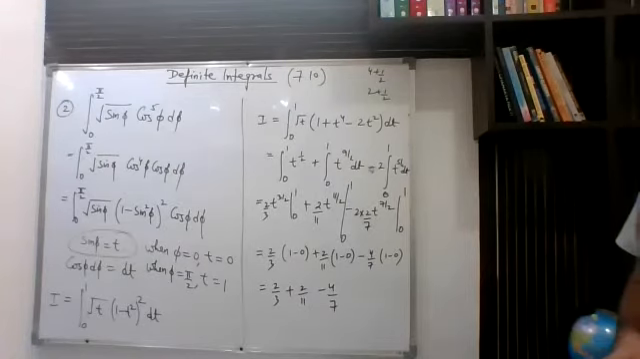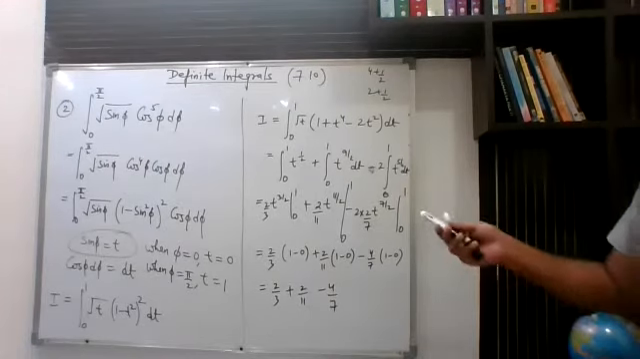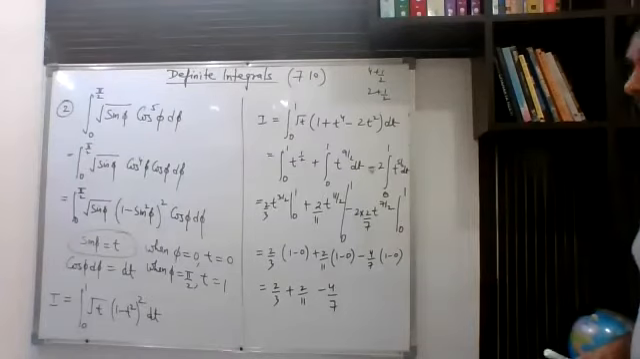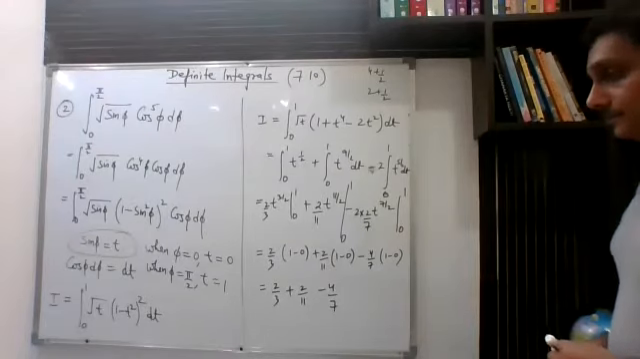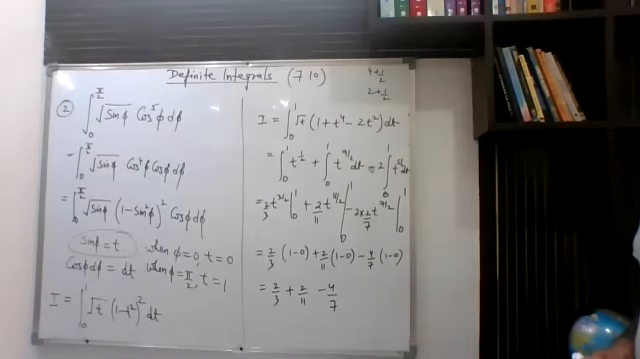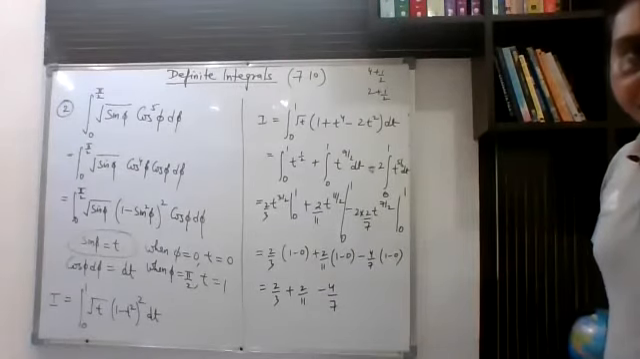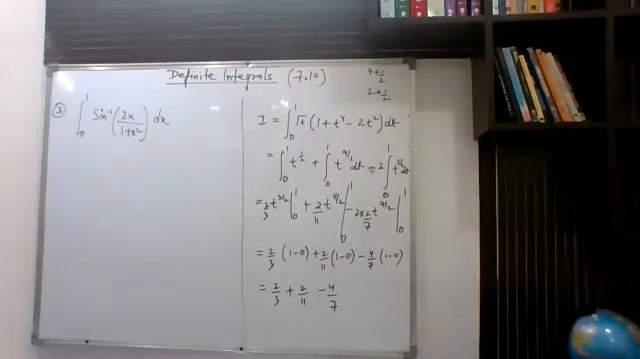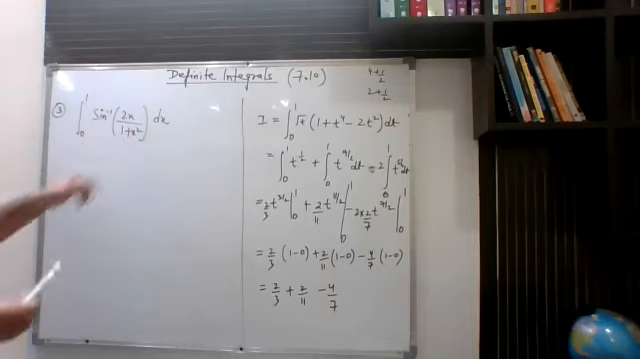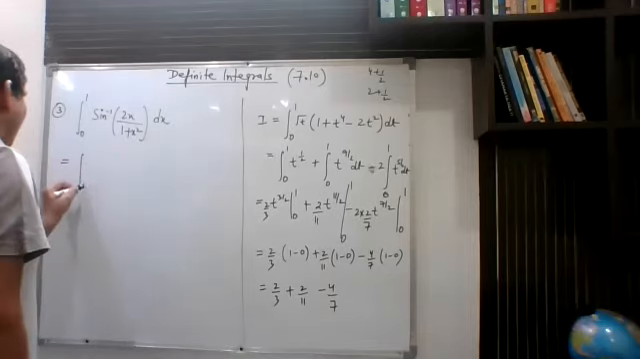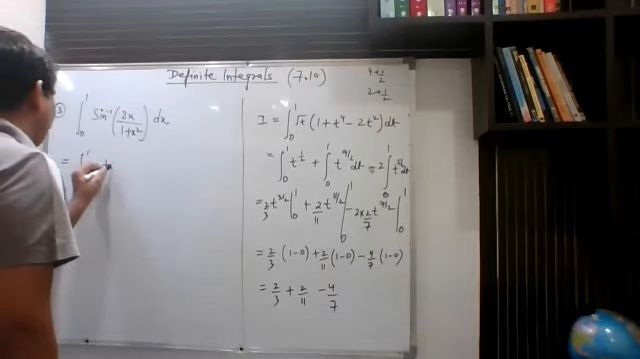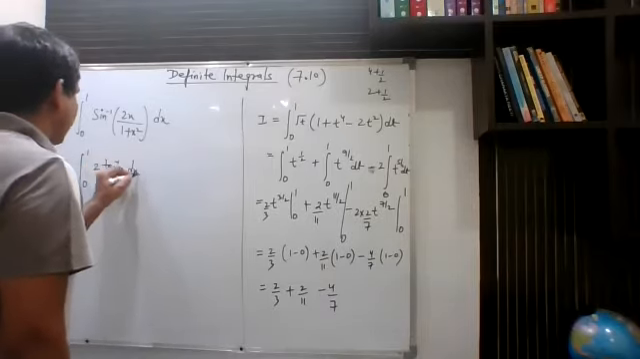Okay, after this, we will start with the third question. So those who have written this, they can start with the third question. So here in this one, it is sine inverse 2x upon 1 plus x square. So we can write this as 0 to 1, 2 tan inverse x dx.